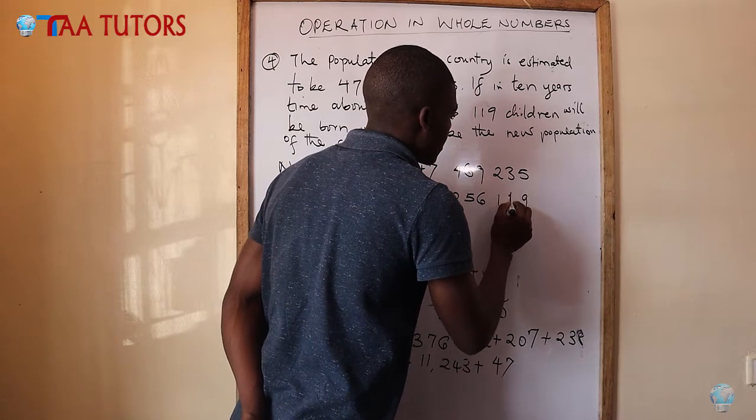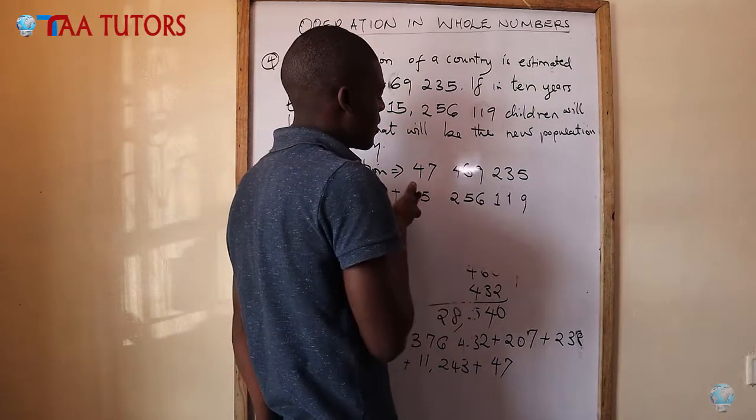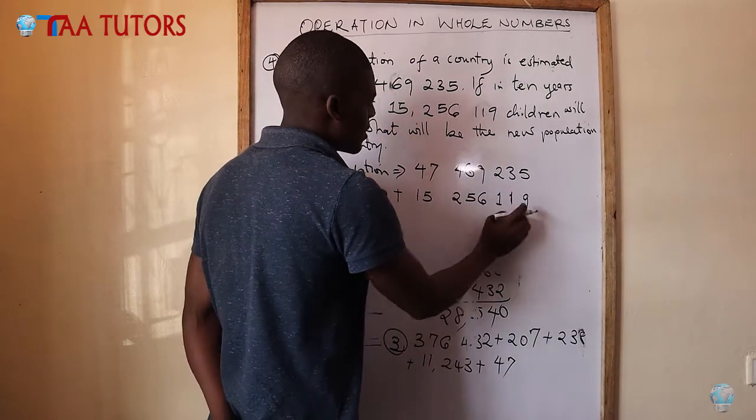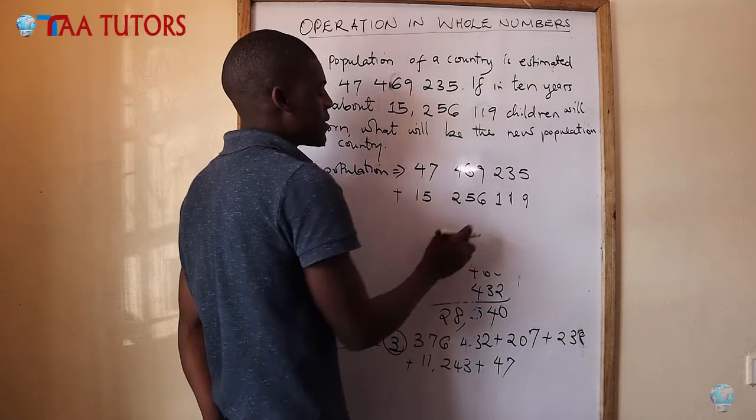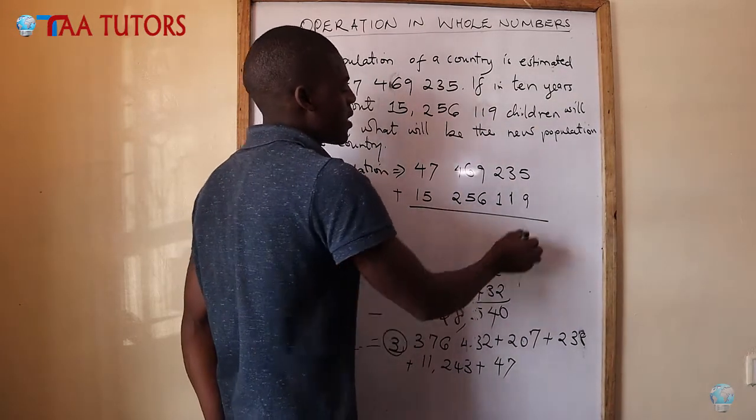Always remember to start from the ones value for the second addition. If you are not keen, you may misplace this and get a wrong answer. So be keen when doing this. Ensure they are according to their place value.